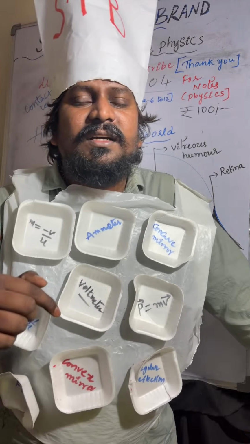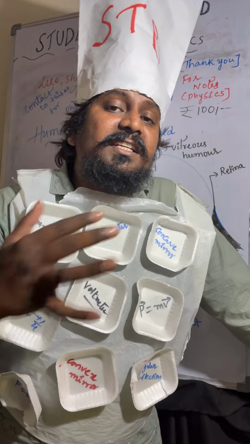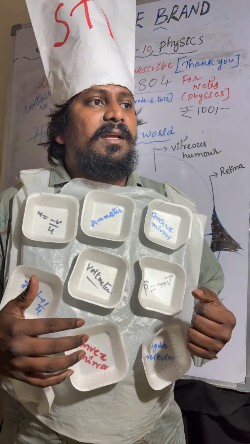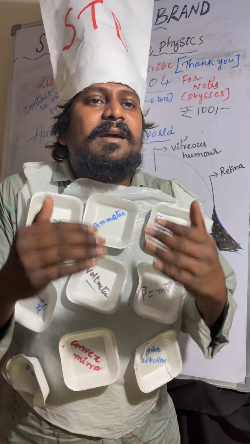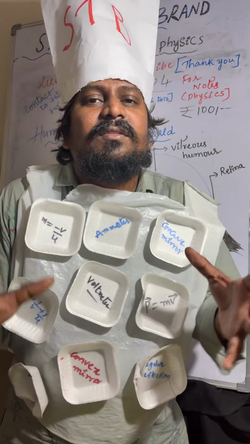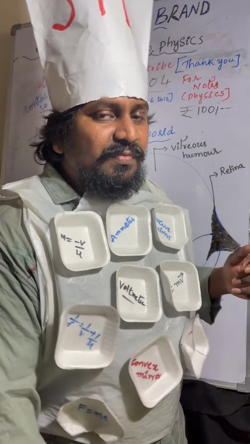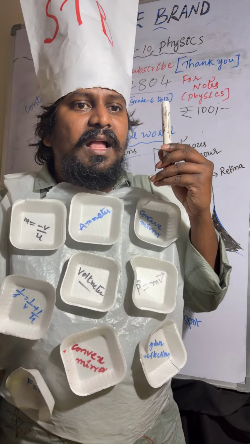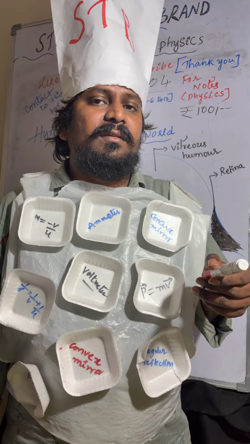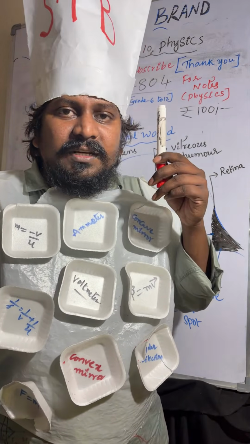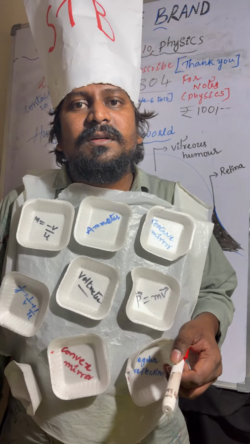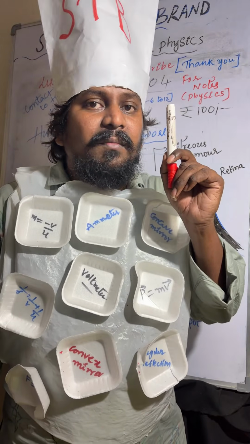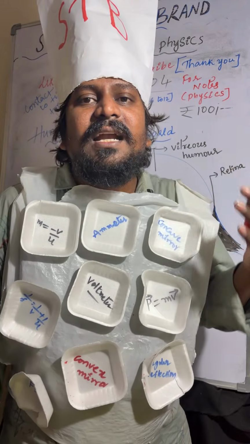And one more point is here, least distance of distinct vision. The minimum distance up to which a person can see clearly without any strain is called near point. If I place this marker less than 25 centimeter, I can't see it. If I place the object less than 25 centimeter, I can't see that object clearly. Maybe immediately, but after a certain time, our eyes will get strain and pain.